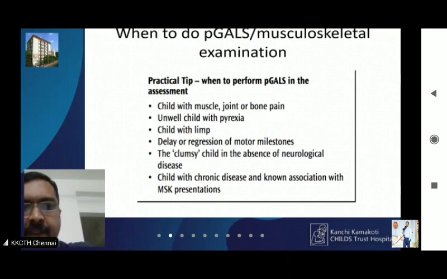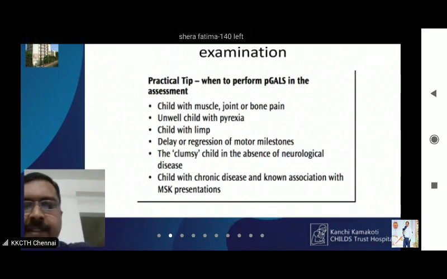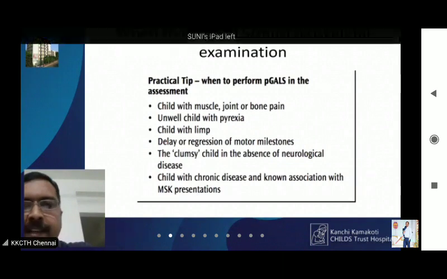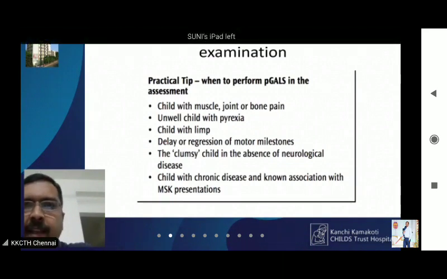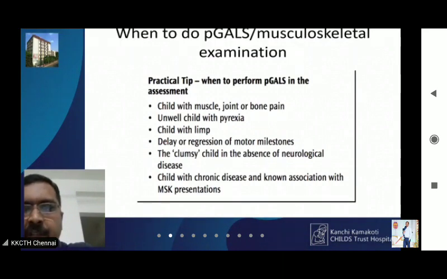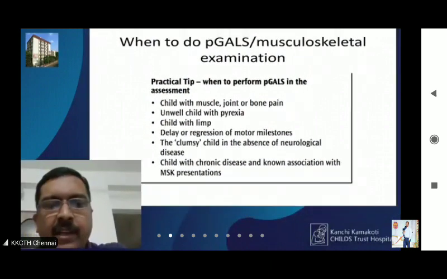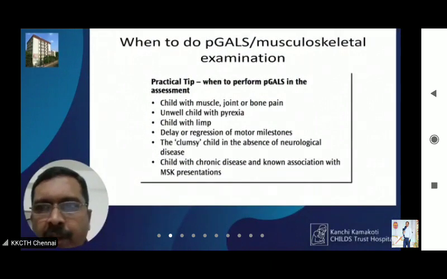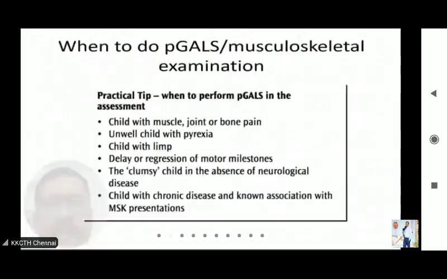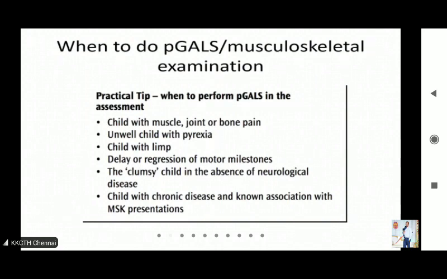I'll first start with PGALS. PGALS stands for Pediatric Gait, Arms, Leg, and Spine. And this is actually the musculoskeletal examination in pediatrics, in children. For the adult one, you call it just GALS. It's been included in the curriculum in Western countries for the last 20-25 years. We are yet to include it in the curriculum here in India. For DNB exams, musculoskeletal examination is part of your practical examinations.